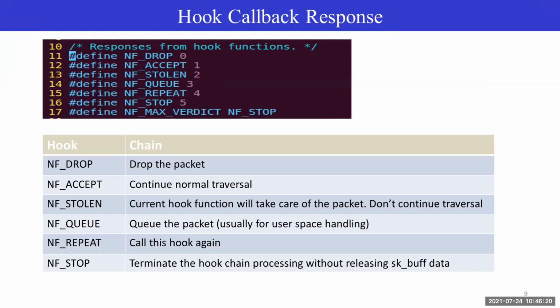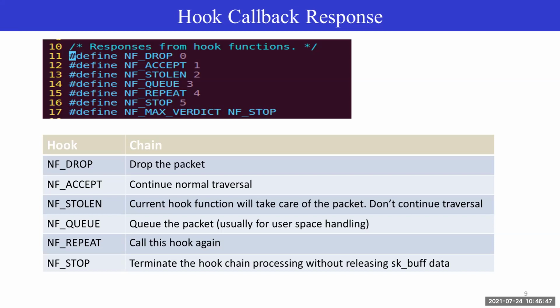The opposite version of this NF_DROP is the accept part. So you are allowing this packet to be further processed, whether that packet will be forwarded to the next chain or further callback routines of the same hook point will be called. All are allowed if you are sending the response as NF_ACCEPT.